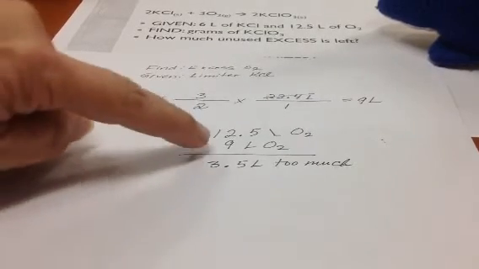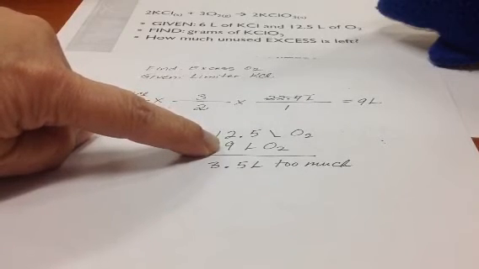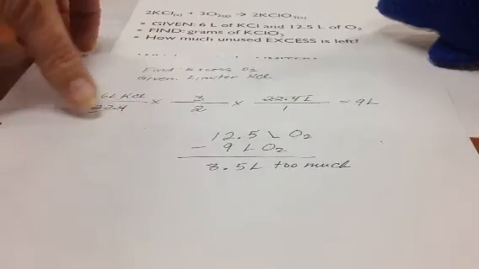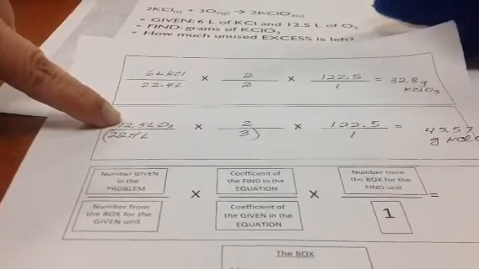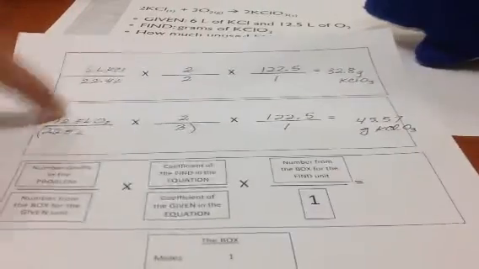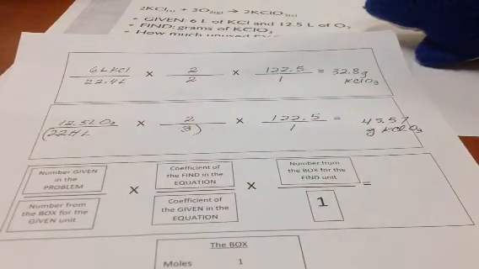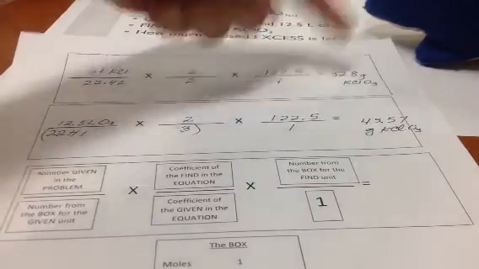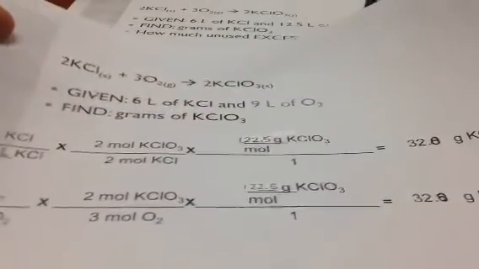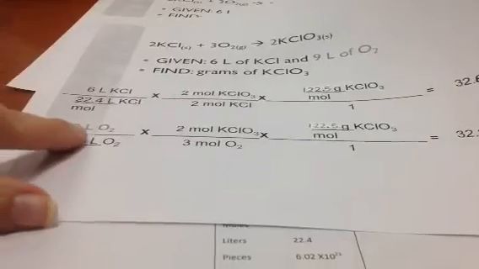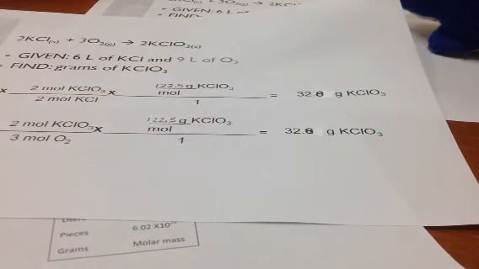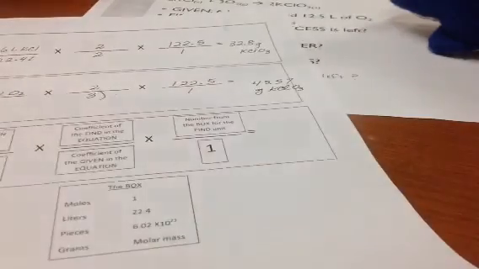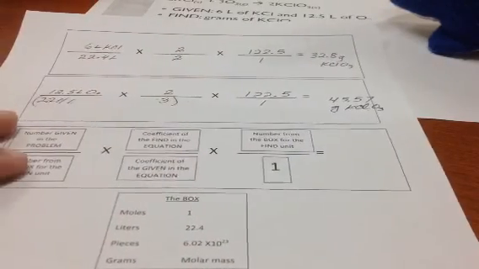There's a way to check this problem. To check this problem, all you have to do is put the 9 liters back into your original equations. If we go back and look at our original equations, in this spot right here, I had 12.5 liters. It was too much. It gave me a yield of more than the KCl did. If I simply substitute in the 9 liters into the equation, you will see that both problems work out to be 32.8 grams of KClO3 being produced. That would let you know that you solved the problem correctly with the 9 liters.